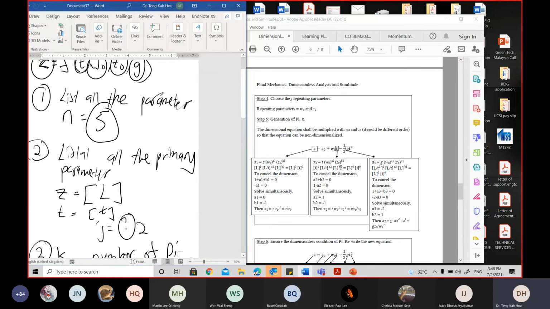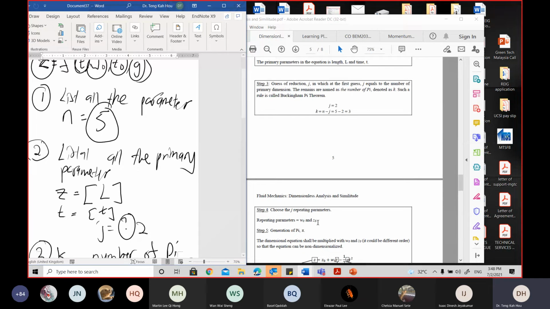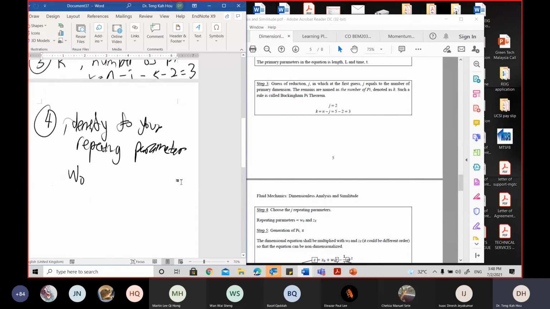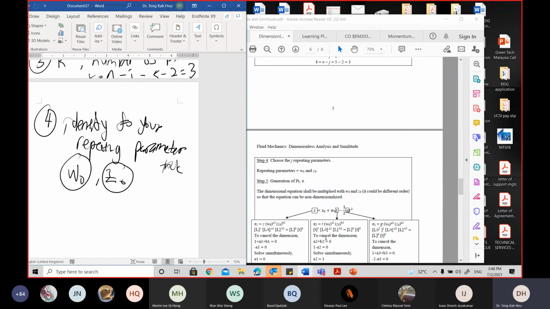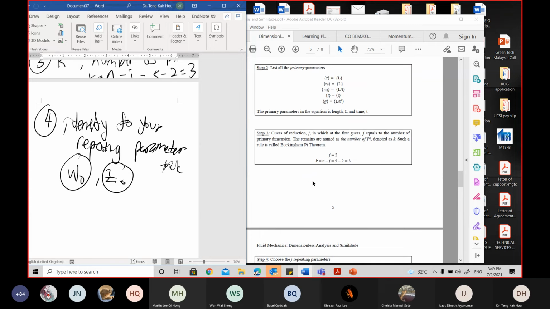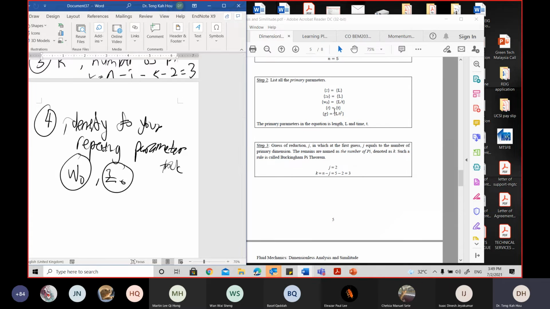And don't worry about that. So the question comes in: where should I select? Every semester the students ask, how do I know I need to select WO and ZO? It doesn't matter. It's totally up to you what to select. But the trick is, I will select the simplest one, not complicated.